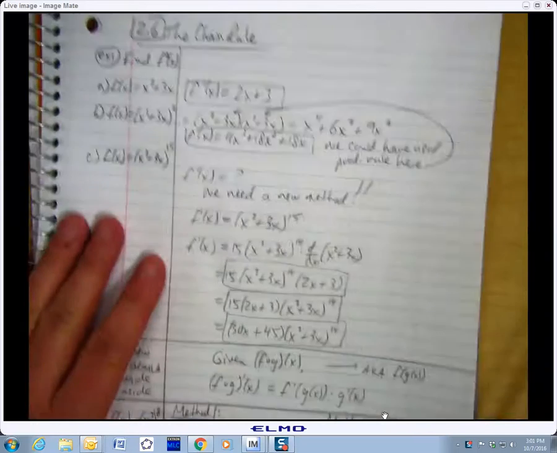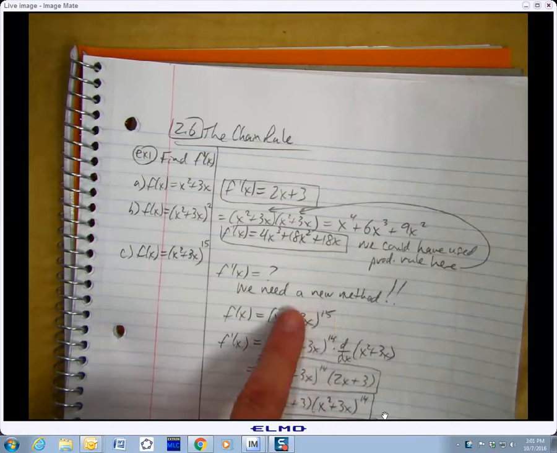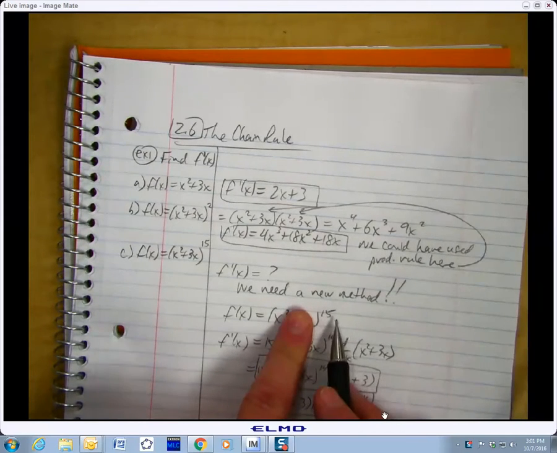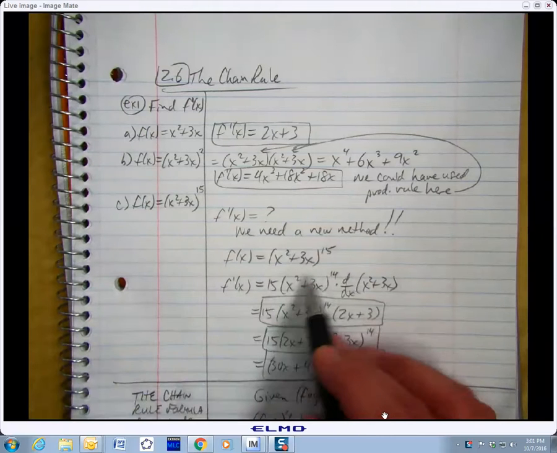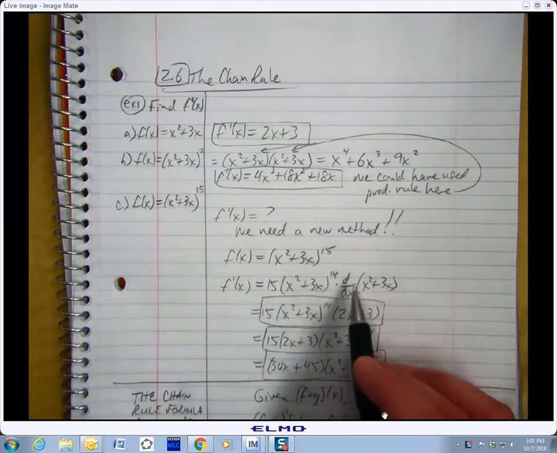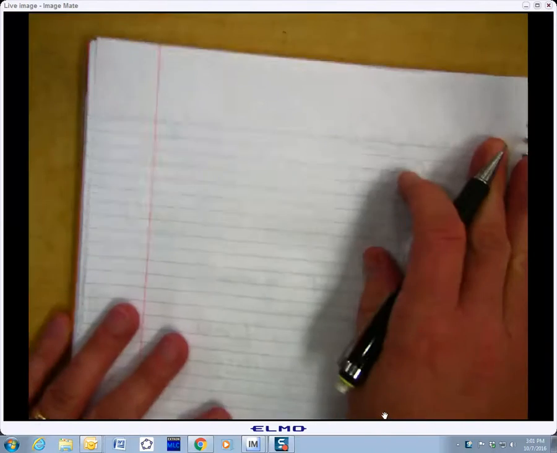We saw a nice example here. It's pretty obvious that this is like a u to the 15. Not obvious, but u to the 15. We do our usual, which is bring the 15 down, u to the 14th. We don't change the stuff here. But the new thing is we now have to multiply by the derivative of the inside. So let's go ahead and turn the page and get right into our example 3.